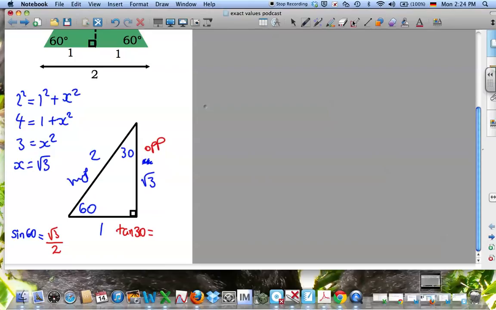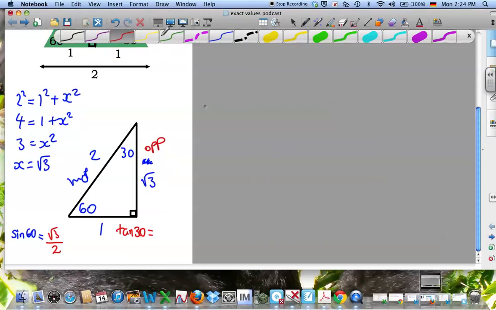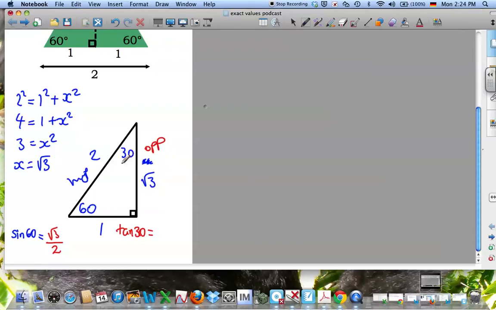And so tan is TOA, so that's opposite over adjacent, from the angle of 30. And this time it changes because it's the 30, so this one becomes the opposite. And so now I have 1, and this is the adjacent, so it's 1 over the adjacent side, which is root 3.